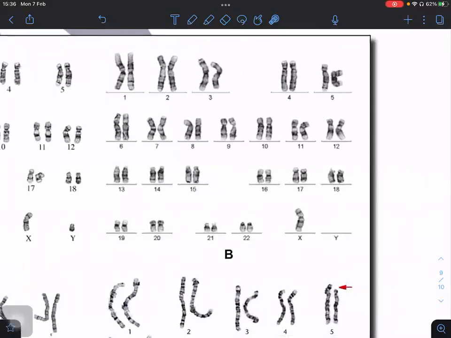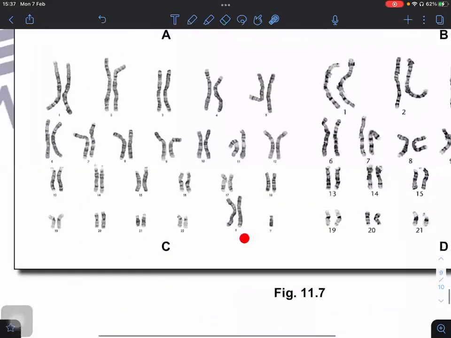Now, how about B? What is the syndrome? What is the disease? Can you see that there is only an X chromosome without a Y chromosome, only one single? So in this, 45 only, so this is Turner syndrome. XO, Turner syndrome. If you look at this, we have double X and Y. So C actually refers to Klinefelter, Klinefelter syndrome.